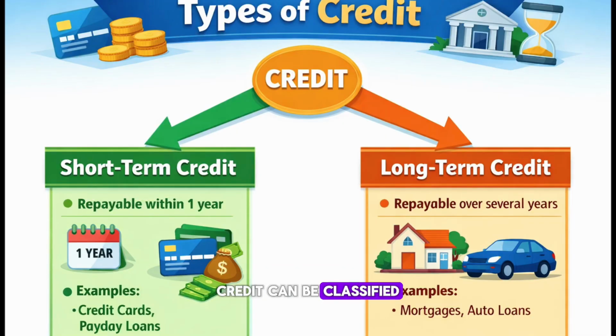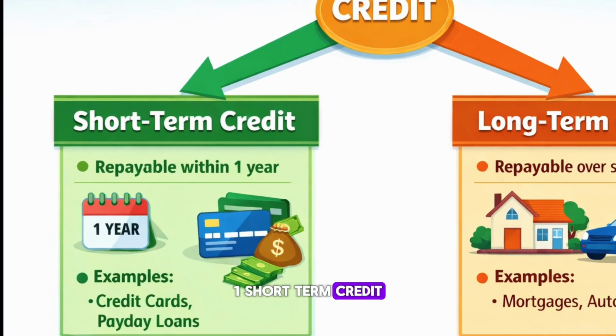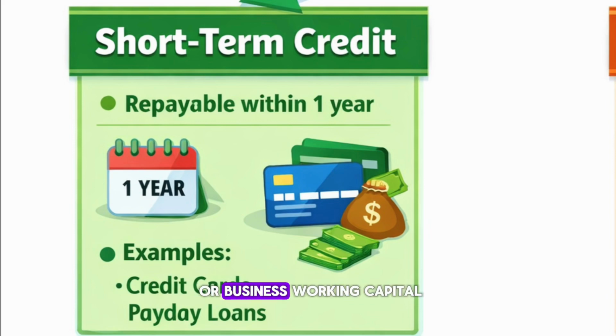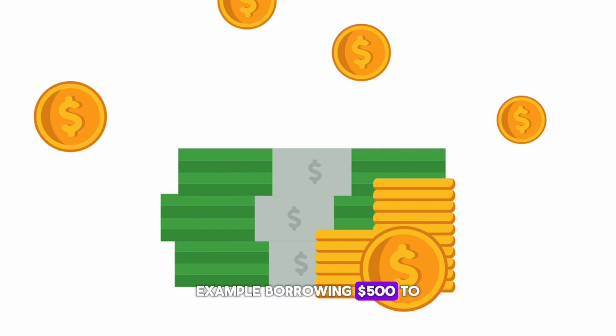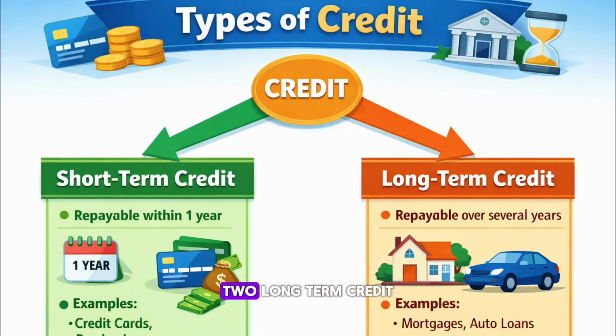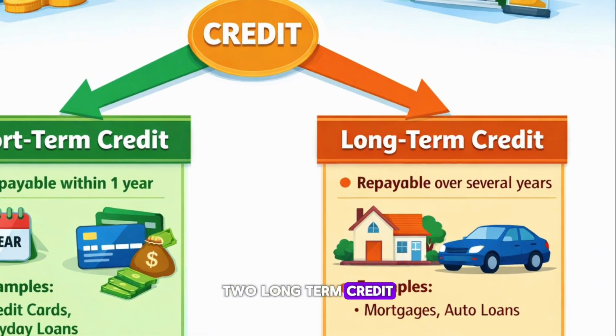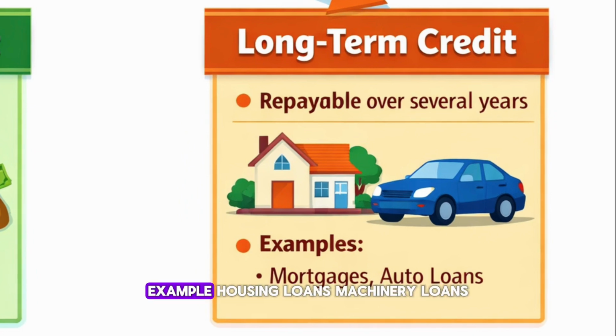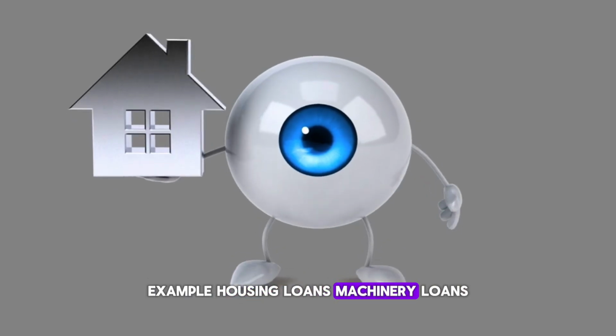Credit can be classified into two main types. 1. Short-term credit, usually less than a year, used for daily needs or business working capital. Example, borrowing $500 to buy inventory. 2. Long-term credit, more than a year, used for major investments. Example, housing loans, machinery loans.